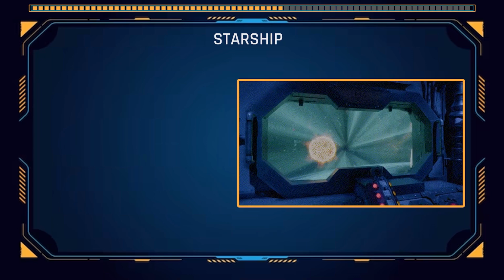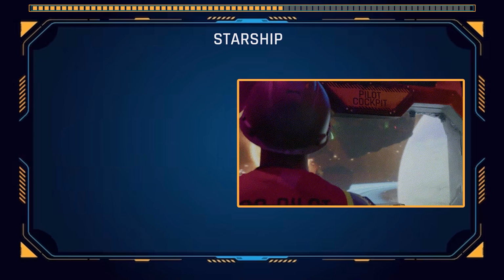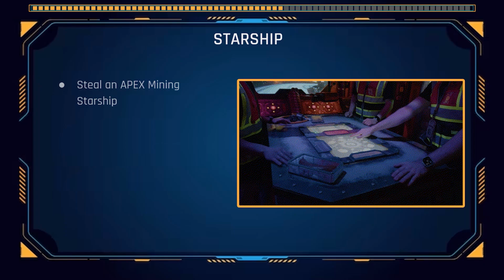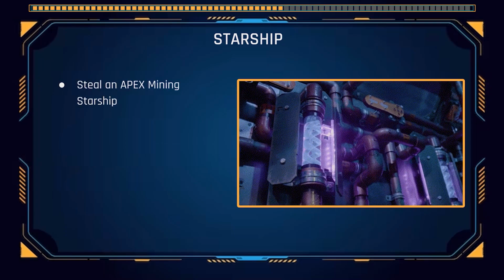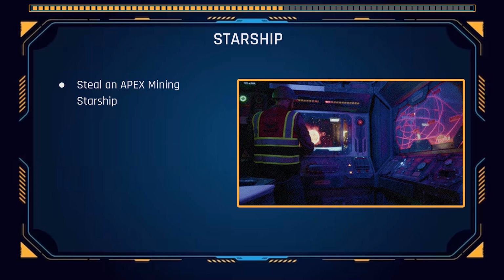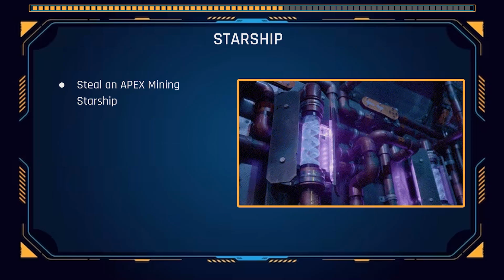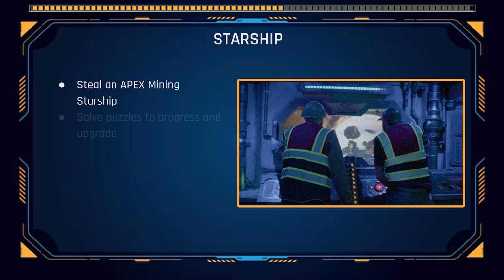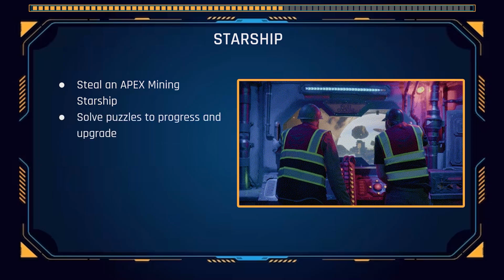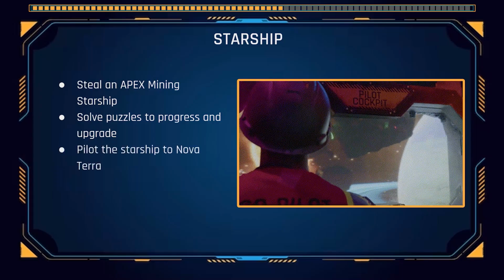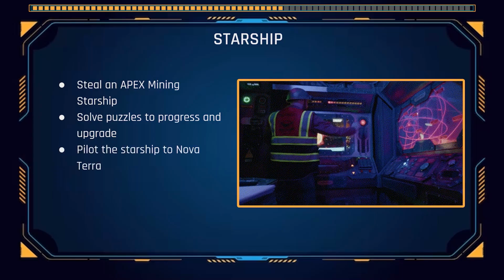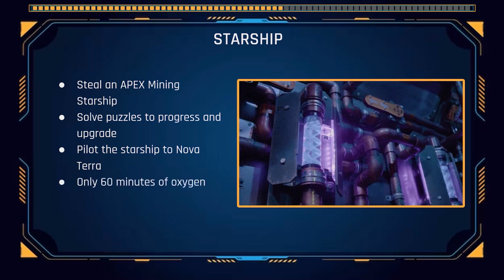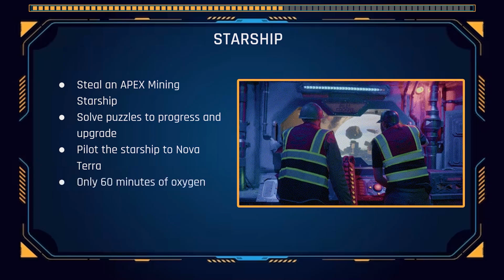So Starship, at its basics, players are stealing a spaceship from a mining company. They're not a good mining company. They've imprisoned you for some questionable charges, and you're just going to go ahead and steal one of their ships. So players need to solve puzzles to progress the game and upgrade their ship. They need to pilot the starship to a planet called Nova Terra by warping from different levels throughout the game. And they only have 60 minutes of oxygen to do this.